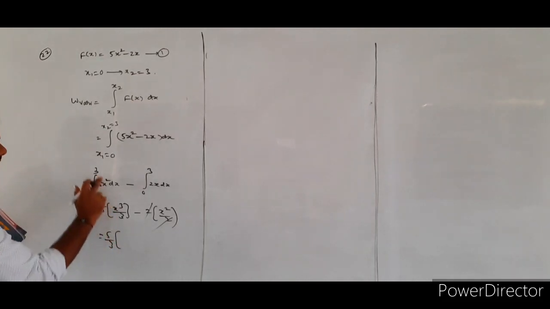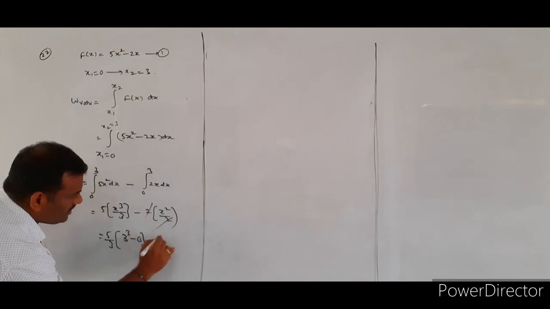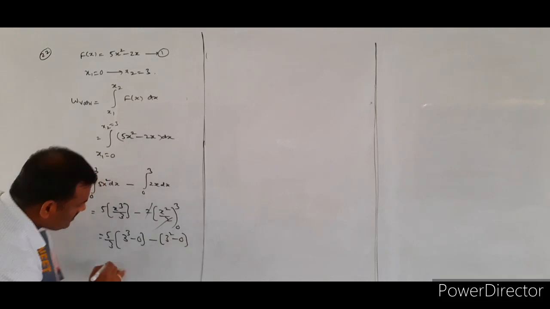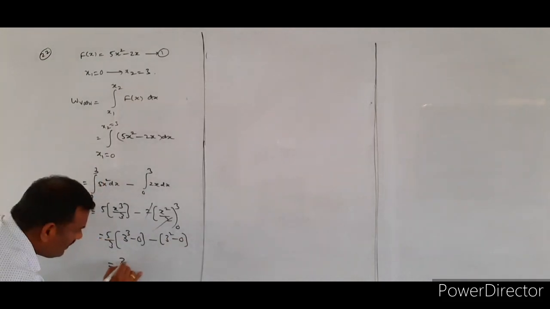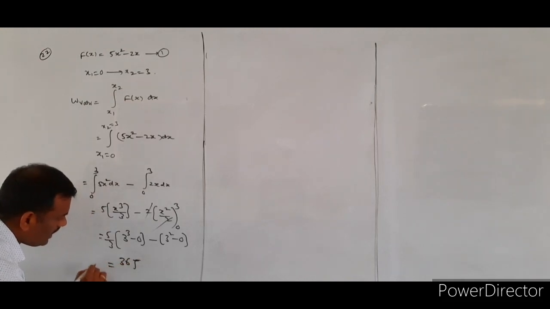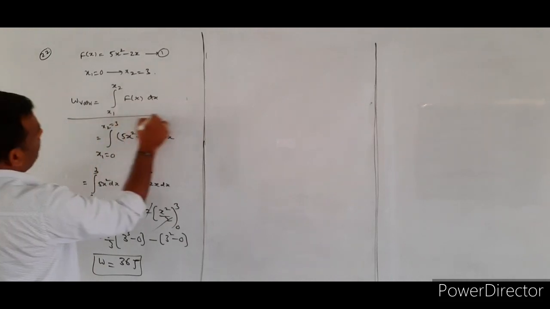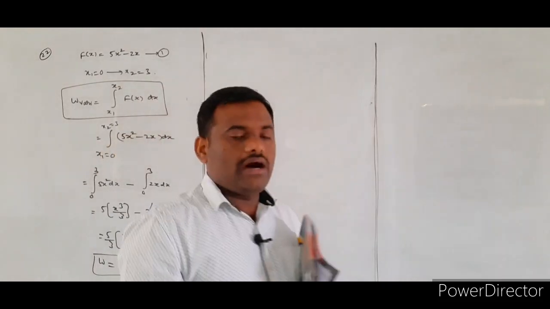The limits are from 0 to 3. First the upper limit: 5 by 3 into 3 cube minus 0, minus x square with limits from 0 to 3: 3 square minus 0. If you simplify this value, you will get the answer 36 joules. The answer is 36 joules. So whenever you are given work done by the variable force problems, what formula do we have to remember?